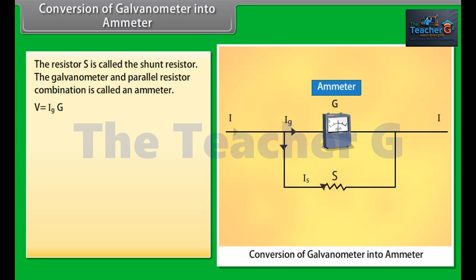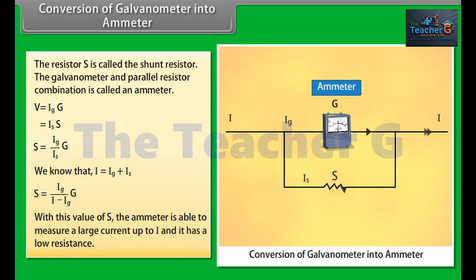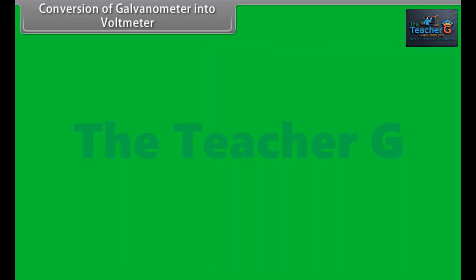V is equal to the product of Ig and G, or V is equal to the product of Is and S. On equating both above equations, we get the value of S is equal to Ig upon Is into G. We know that I is equal to Ig plus Is. Hence, the value of S is equal to Ig upon I minus Ig into G. With this value of S, the ammeter is able to measure a large current up to I, and it has a low resistance. Conversion of galvanometer into voltmeter.